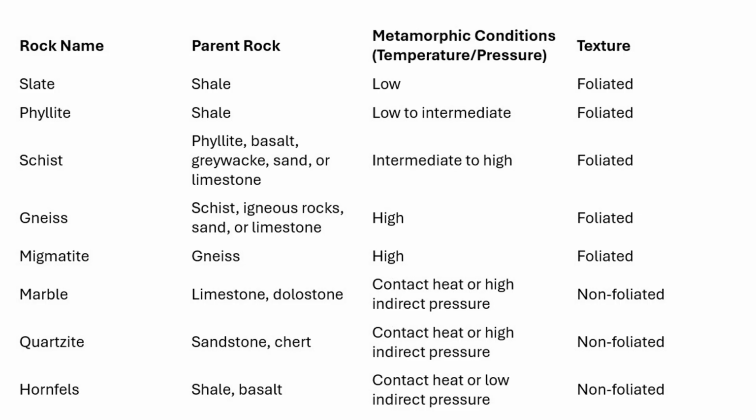Not all metamorphic rocks are foliated. When limestone and dolostone undergo contact metamorphism from heat or high indirect pressure, it becomes marble, which is non-foliated. Sandstone and chert exposed to contact heat or low indirect pressure is transformed into quartzite, also non-foliated. Similarly, shale or basalt that experiences contact heat or low indirect pressure forms hornfels, another non-foliated rock.